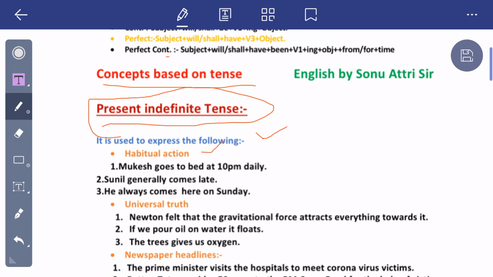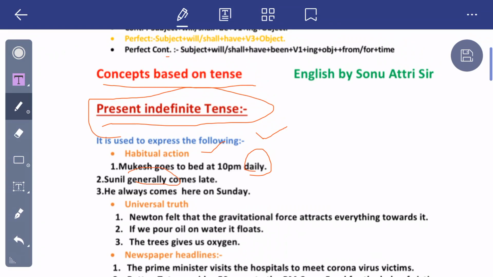So in all three sentences, we are telling anybody's regular action as well as habitual action. Okay, so in the very first sentence, one word is given there, that is daily, which is telling us the regularity of the action. And in the second sentence, what is given?